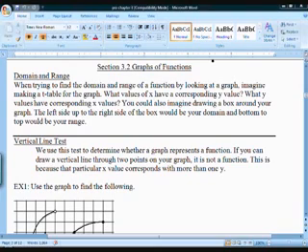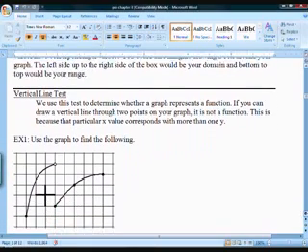It says when trying to find the domain and range of a function by looking at a graph, imagine making a t-table for the graph. What values of x do we have corresponding y values? What values of y have corresponding x values? You could also imagine, and this is what we did last time, drawing a box around your graph. The left side up to the right side of the box would be your domain, the bottom up to the top would be your range. And we did work a problem like that a couple of chapters ago.